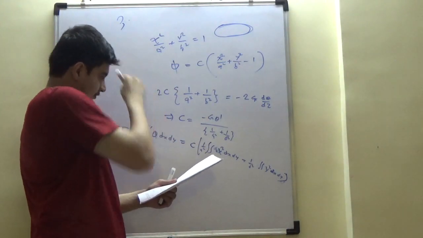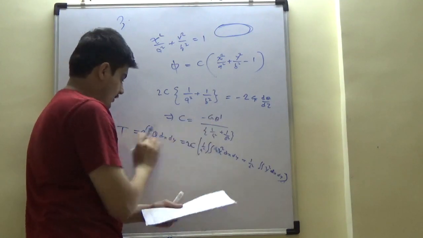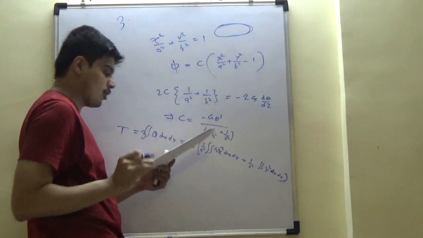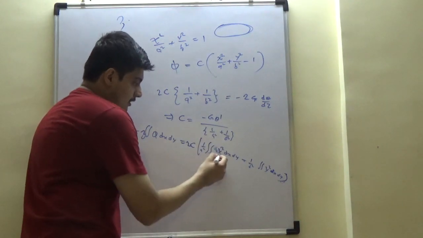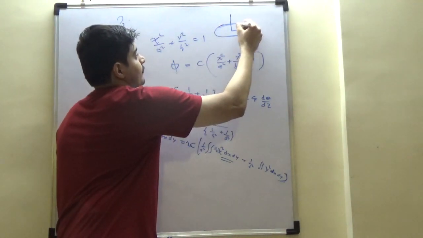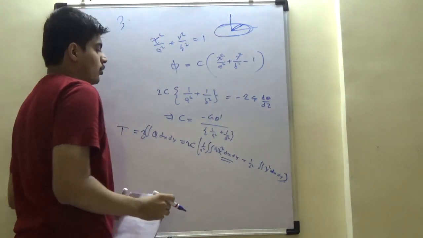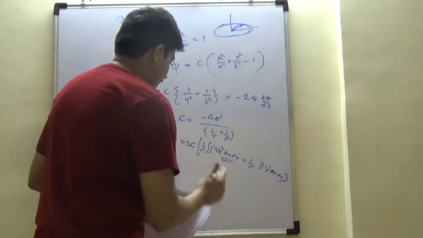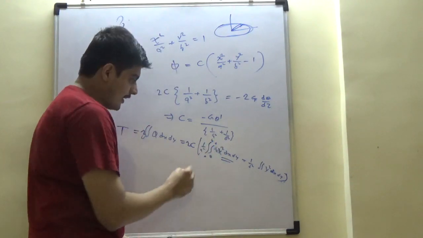So 2 is going to be here, right? Because 2 into this integral is torque. We have seen this equation. This is slightly complicated in the ellipse to find out. What we have to do is to integrate this dx dy from x varying from 0 to a and y varying from 0 to b. We are very clear, right?